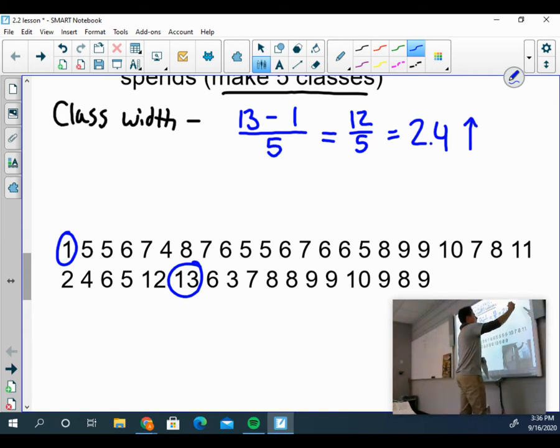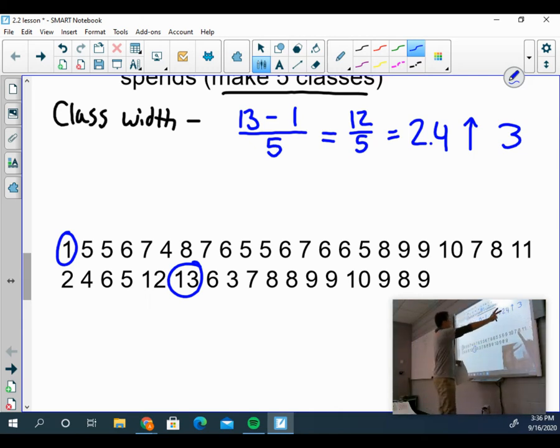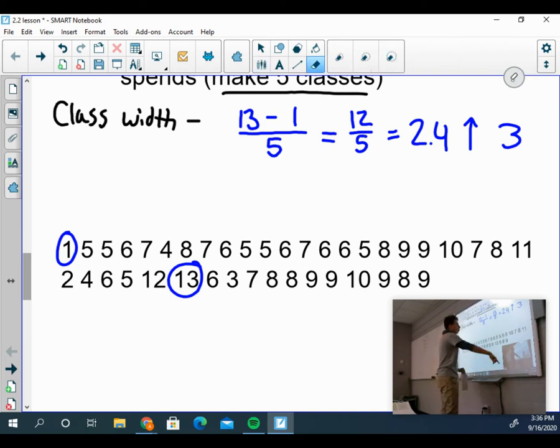Now you may be sitting there going, oh, well, it's 4, shouldn't you round down? In stats with our class width when making histograms, we always want to round up. By doing this, we will ensure that we can include all of our data within 5 classes. If I would round down based on that width, I would run out of room. I would fill my 5 classes without getting all the data. So my class width will be 3.